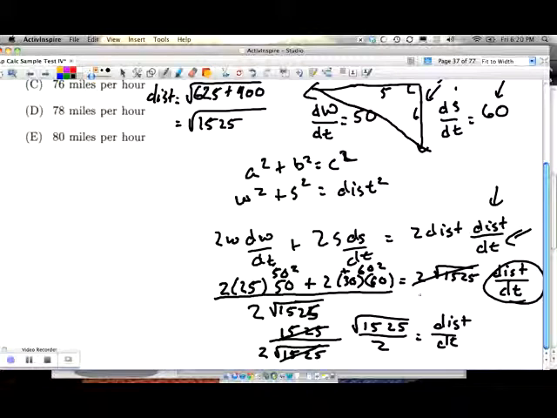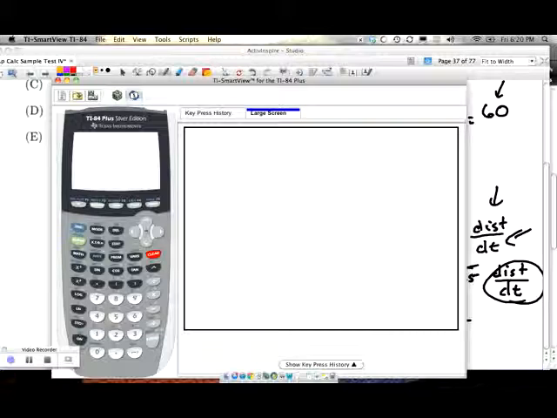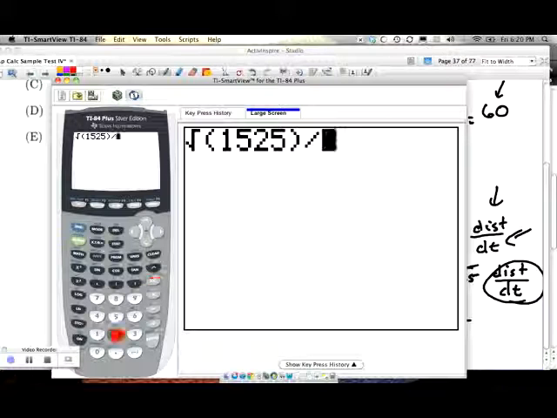Okay, I got rid of this already. So I got 1525 divided by 2. Square root of 1525 divided by 2. So I'm going to clear this. I'm going to do square root, which is right here. Nope, that's x squared. We want to do second square root of 1525. Not 15.5, 1525. And then we want to divide that by 2. Let's see what we come out with.